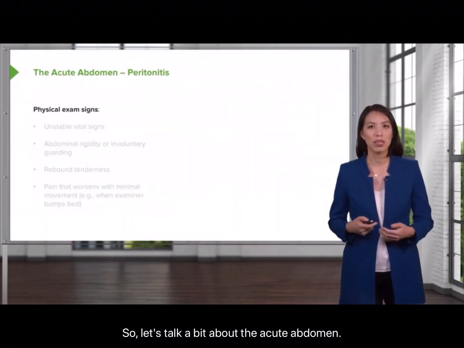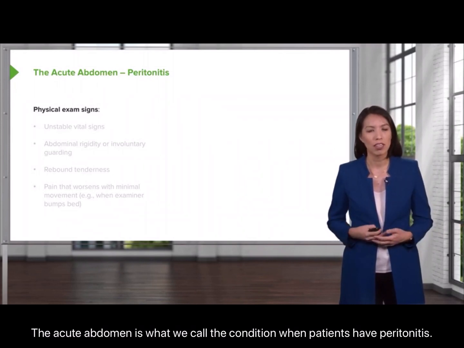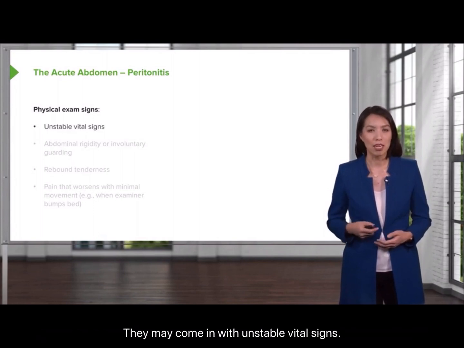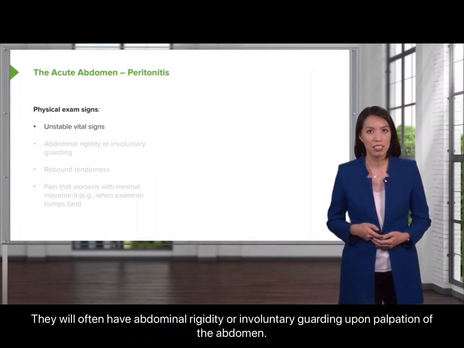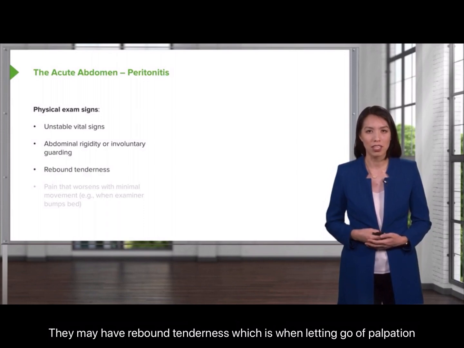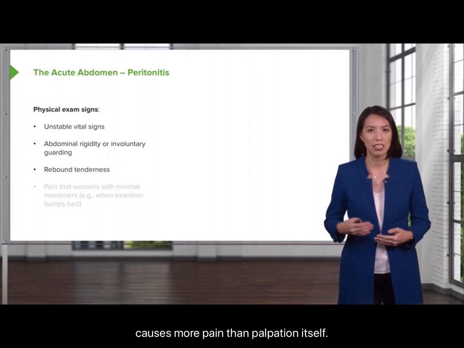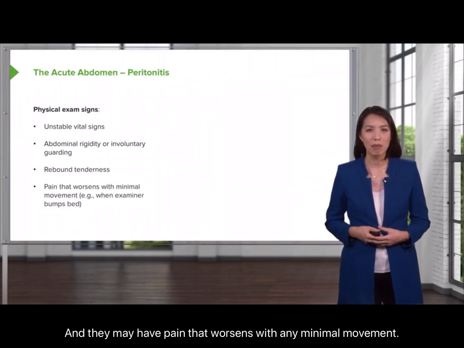So, let's talk a bit about the acute abdomen. The acute abdomen is what we call the condition when patients have peritonitis. They may come in with unstable vital signs. They will often have abdominal rigidity or involuntary guarding upon palpation of the abdomen. They may have rebound tenderness, which is when letting go of palpation causes more pain than palpation itself. And they may have pain that worsens with any minimal movement.